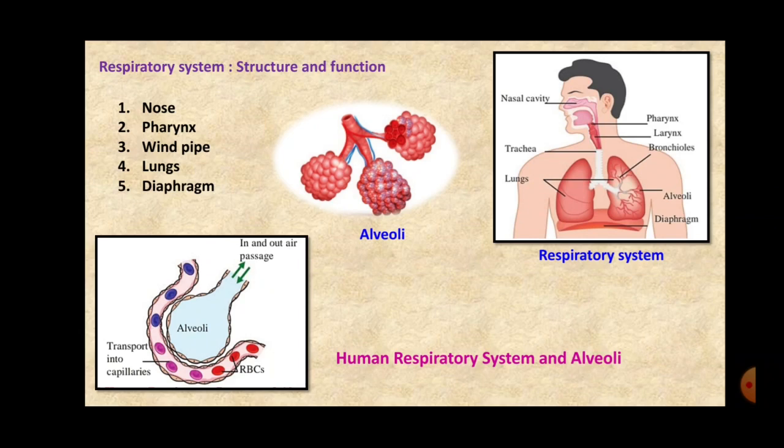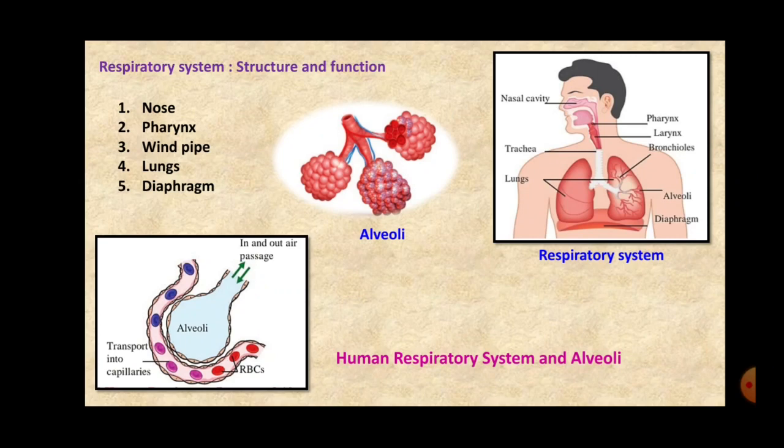There is a flap-like structure at the entrance of the windpipe. Then the lungs are there. This windpipe, the trachea, is divided into bronchi, and each bronchus enters the left and right side of the lung. Then at the base of the thoracic cavity there is a muscular organ called the diaphragm, and the lowering and coming down of this diaphragm brings about the breathing.